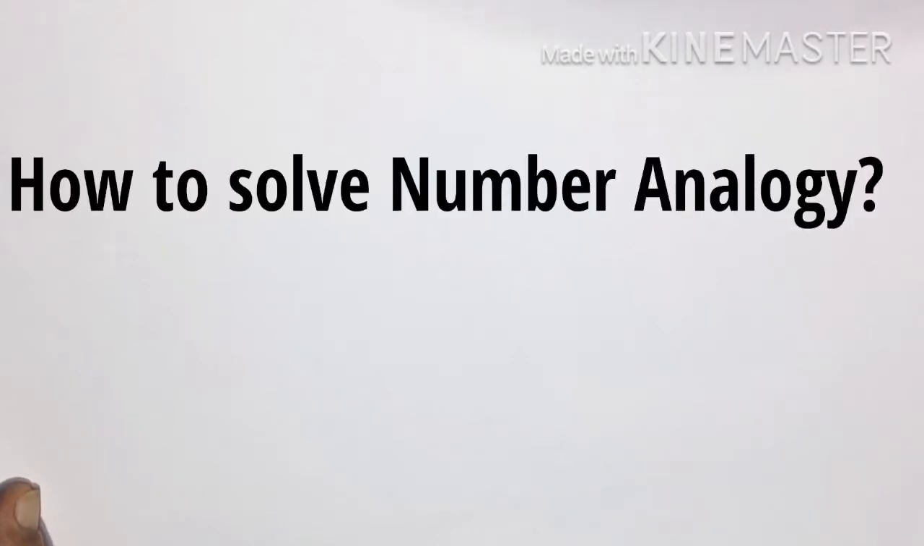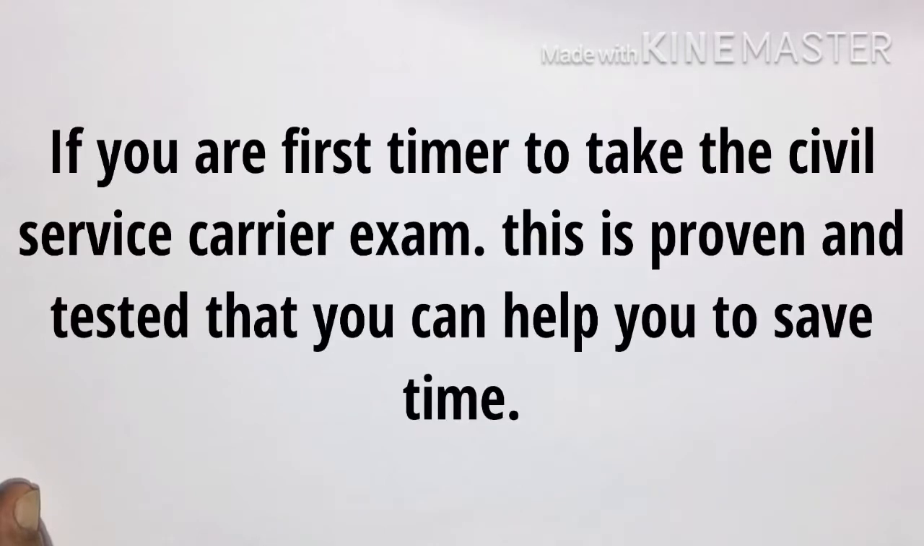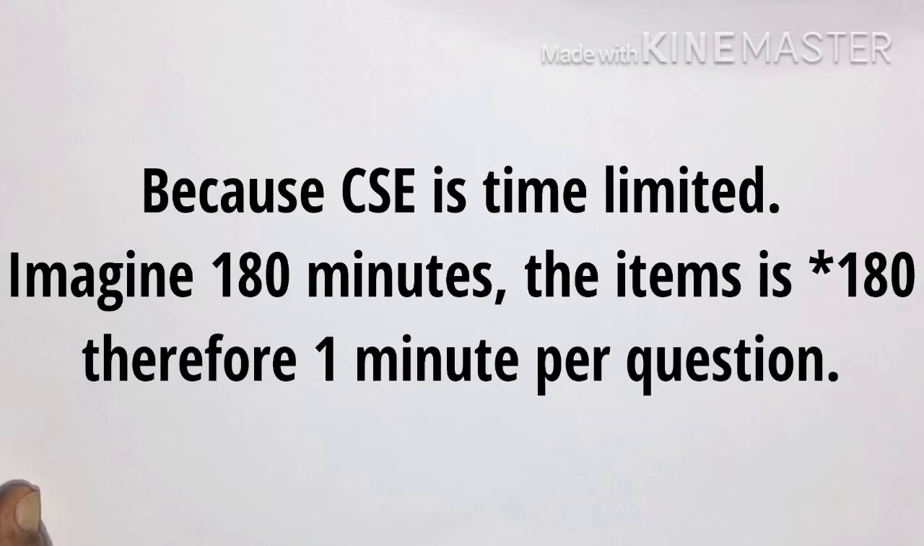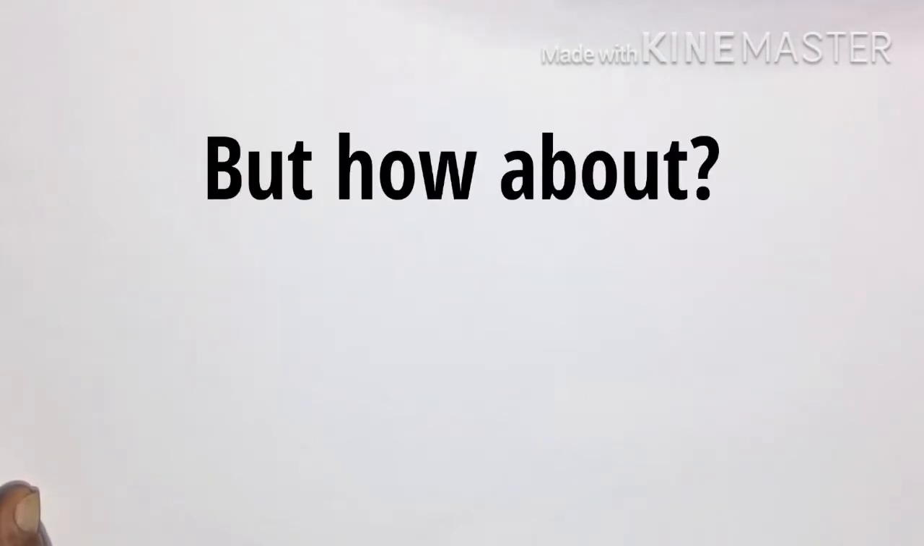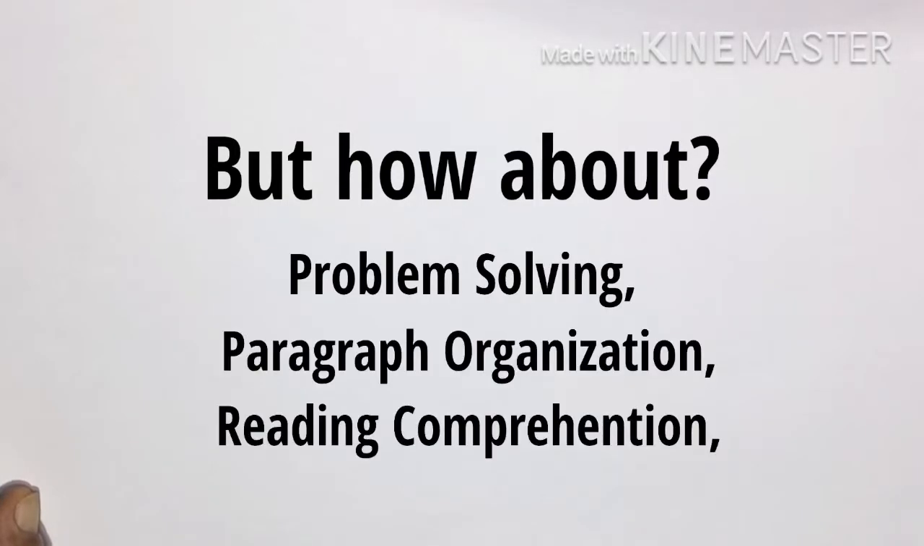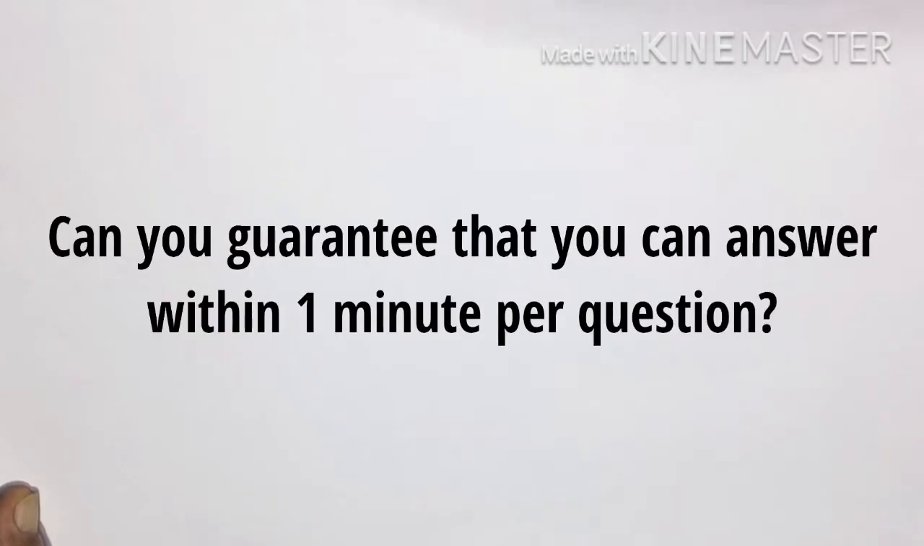Today, I'm gonna share with you how to solve number analogy in an easy way. If you are a first timer to take the civil service career exam, this is proven and tested that it can help you to save time, because the civil service exam is time limited. Imagine 180 minutes, the items is 170, therefore 1 minute per question. But how about the problem solving, paragraph organization, reading comprehension? Can you guarantee that you can answer within 1 minute per question?